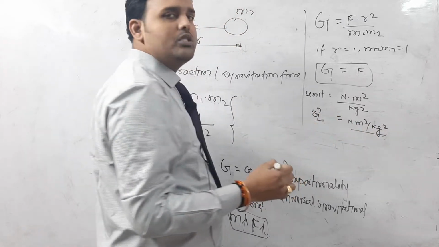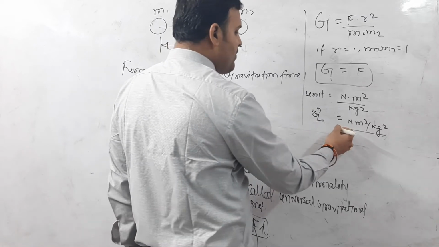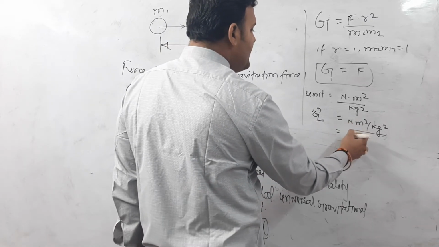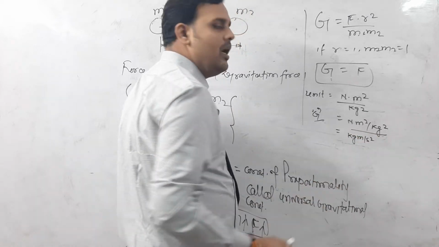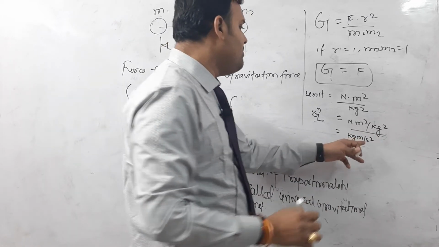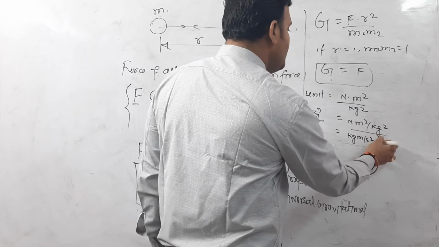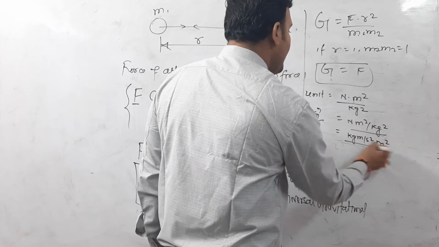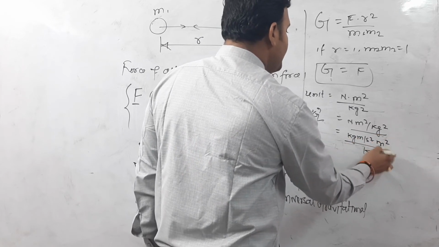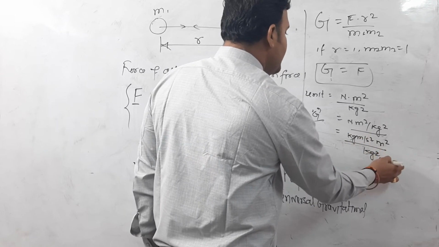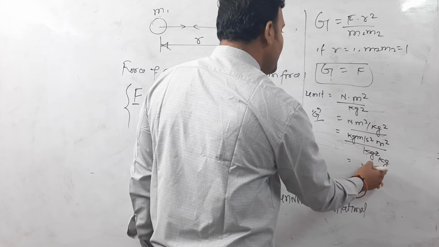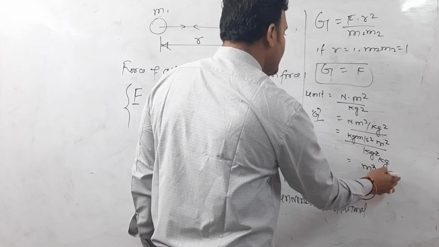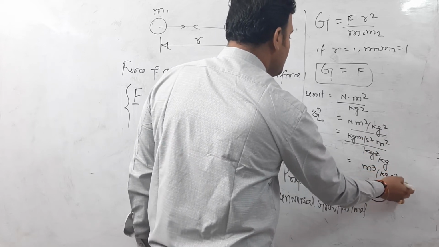It can also be reduced to fundamental form. Newton is nothing but kg meter per second square, as you know force equals mass into acceleration. So kg meter per second square into meter square by kg square, right? The kg can be cancelled with kg square, so it will become meter cube per kg second square. So this is also one unit of the universal gravitational constant.